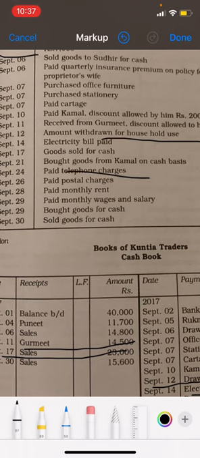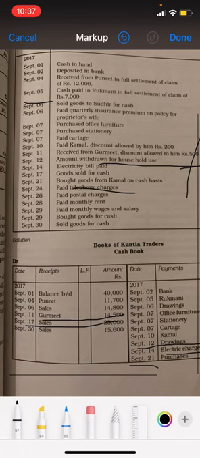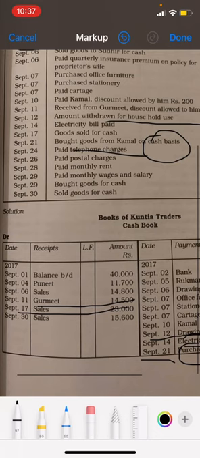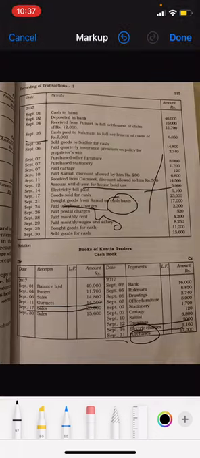Next, I have left one entry, that is bought goods from Kamal on cash basis. So you have bought goods from Kamal, so purchase account is debited to cash account. On cash basis it is told. So purchase account debited, cash account is credited. So again on the credit side you will have to write purchase account.